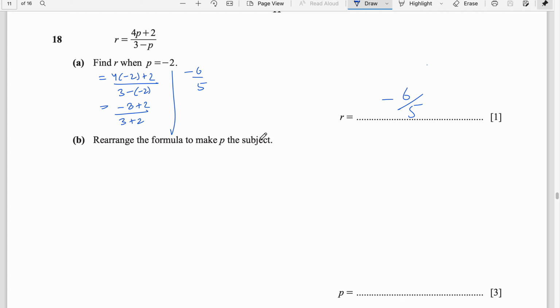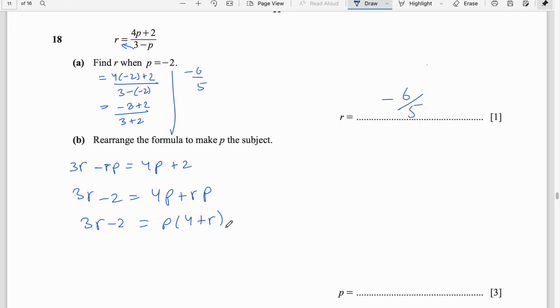Rearrange the formula to make P the subject. So I'm cross multiplying it on the other side, gives 3R minus RP is equals to 4P plus 2. So 3R minus 2 is equals to 4P plus RP. 3R minus 2, take out P as common, 4 plus R, divide this on the other side. So P equals 3R minus 2 over 4 plus R.